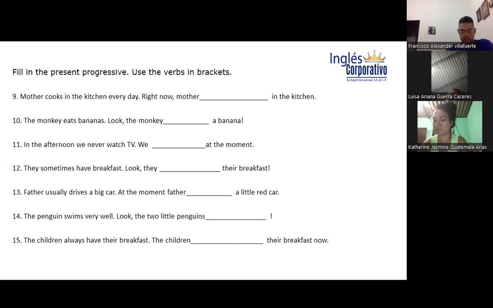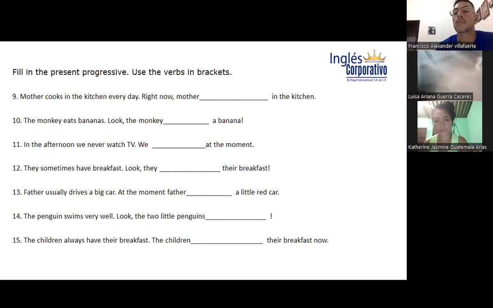So we have the number 9 here. Who wants to help me with the number 9? My mother cooks in the kitchen every day right now. Mother? Cooking. Cooking in the kitchen. The kitchen, right? Okay, excellent.